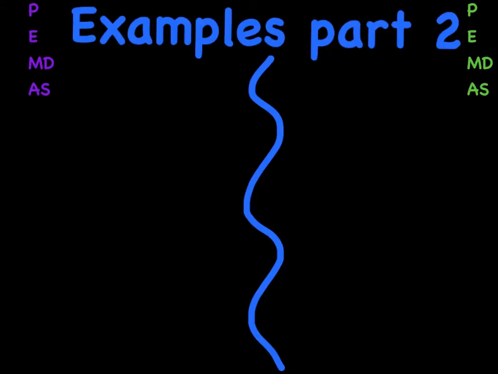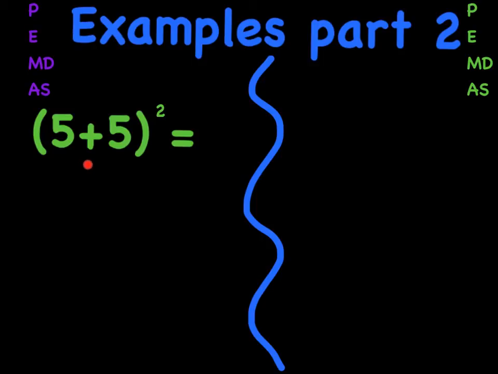Let's take one more moment to look at a couple more examples. This problem reads (5 plus 5) to the power of 2 equals. According to the order of operations, the first thing I need to do is begin by evaluating everything inside the parentheses. So I will start with the numbers 5 plus 5.